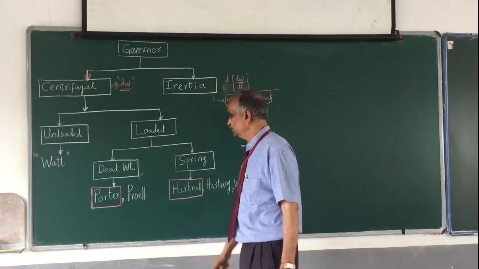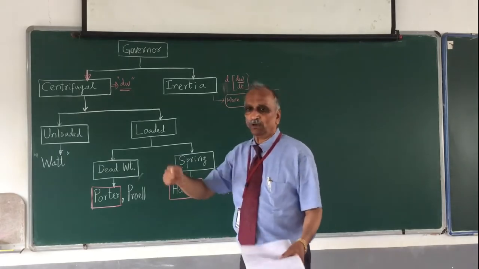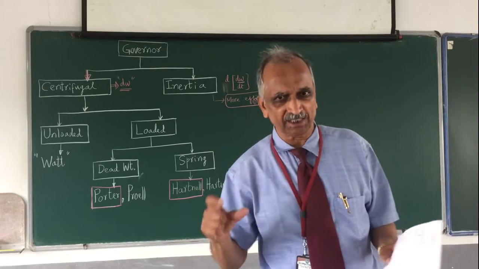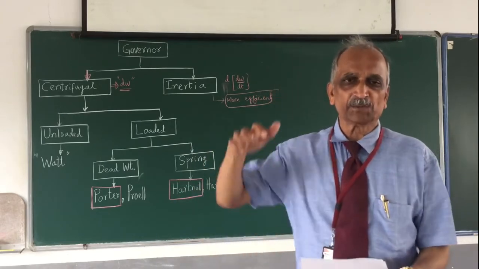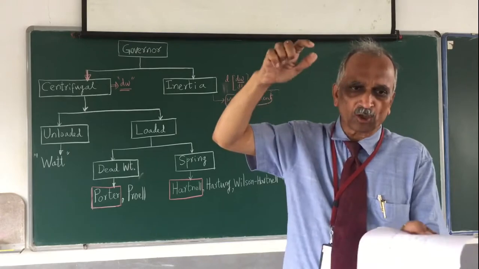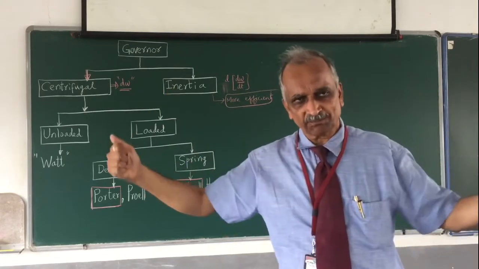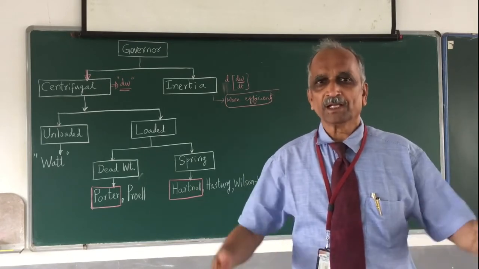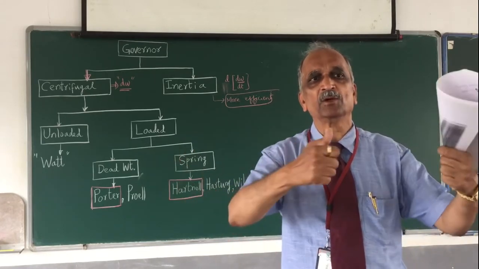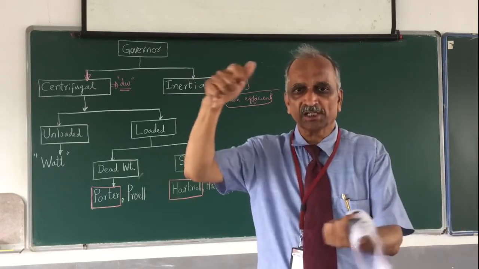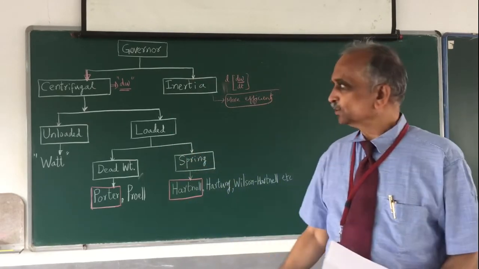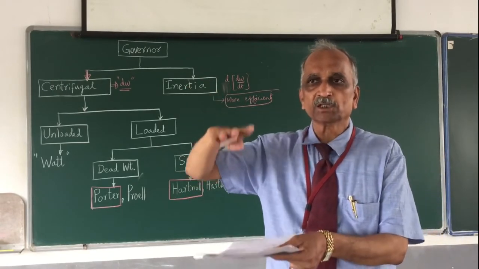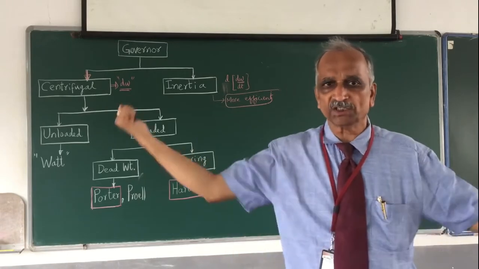Why loaded governor? What is the use of that? There is another way of having load on the sleeve. You are all familiar with the spring, say a helical spring. If I apply a compressive force and compress it, or if I pull it to increase the length of the spring, then I need to apply force. Depending upon the force I apply, I have compression or extension of the spring. So the load on the sleeve depends upon the compression or the extension of the spring.